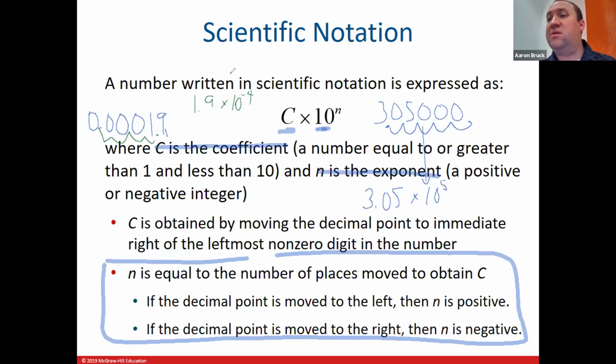So the number of decimal places that I move has everything to do with the exponent. If I'm moving over to the left, then I'm going to have a positive exponent. If I'm going to move it over to the right, I have a negative exponent. Another way of thinking about this: positive exponents are for large numbers. Negative exponents are for small numbers. So you should be able to kind of figure your way through and determine which one you're supposed to have.